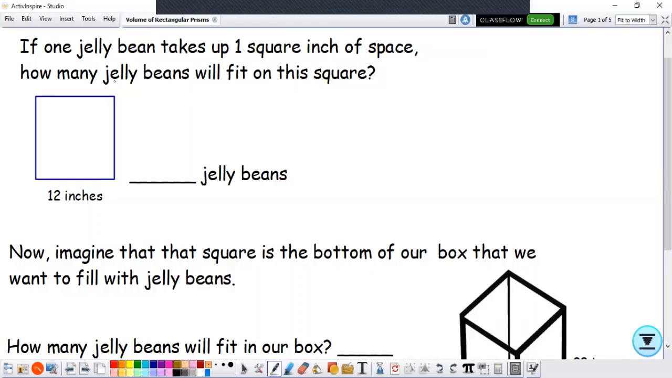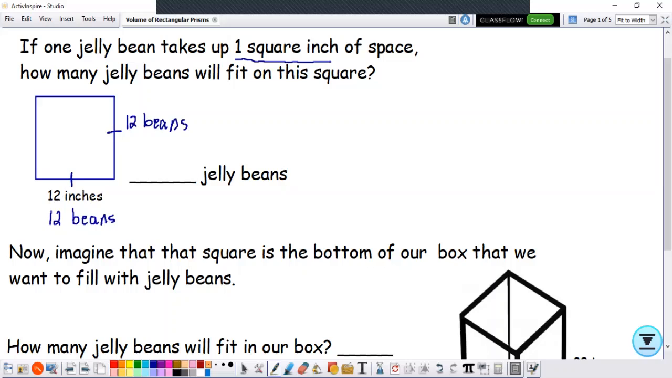Let's take a look at this square that has the dimensions of 12 inches by 12 inches. We're told this is a square, so every side is going to have the same measurement. If one jelly bean takes up 1 square inch of space, how many jelly beans will fit on the square? Well, if one jelly bean takes up 1 square inch of space, that would be like saying I have 12 jelly beans along one side and another 12 jelly beans along the other side.